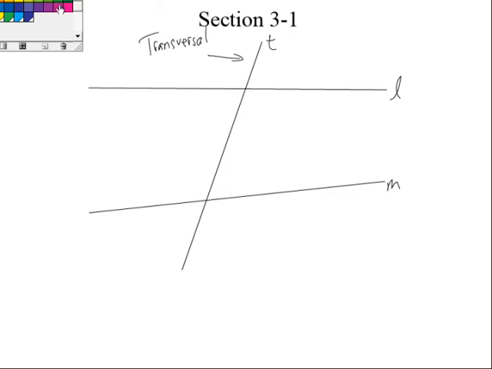Let's change colors here. These two lines and this transversal form a whole bunch of different angles here, don't they? So let's number the angles. Call that 1, 2, 3, 4. We'll call this one down here 5, 6, 7, and 8. Everybody with me? Now we're going to learn some names of some of these angles, the relationships between some of the pairs of the angles. All right?